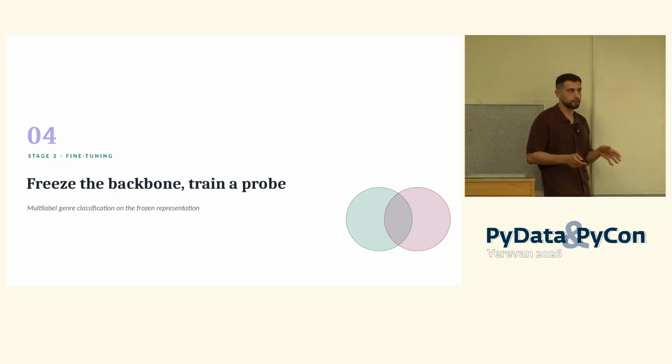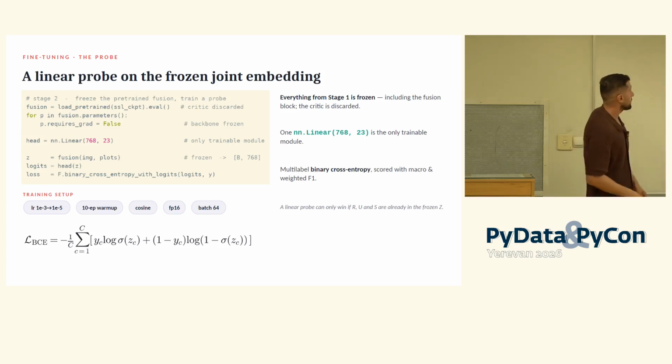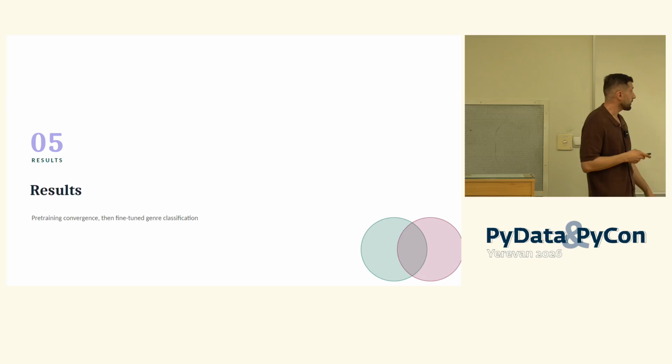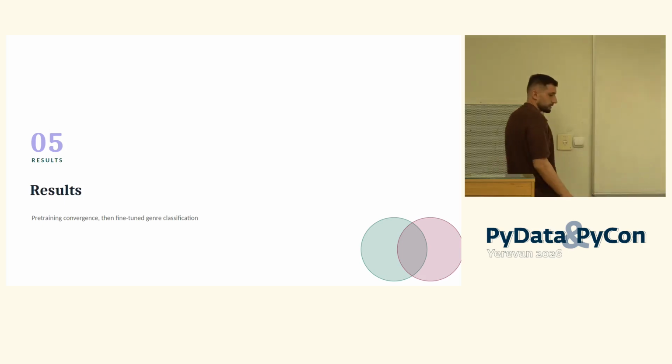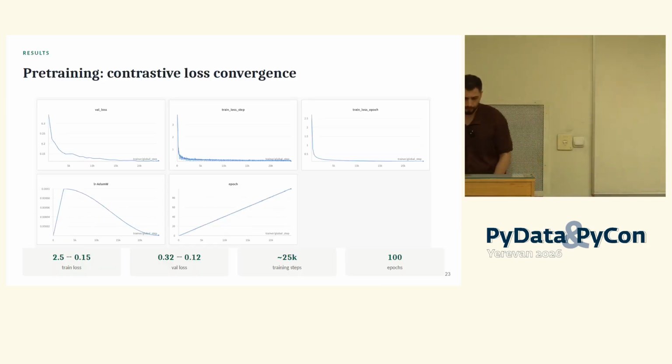So you are not limited to one specific task. And actually, fine-tuning is much, much easier. You just need to have one single linear probe. 23 is the number of labels. There is multi-label classification. We use our familiar binary cross-entropy. And the rest is quite similar. And we can see whether this setup is working or not.